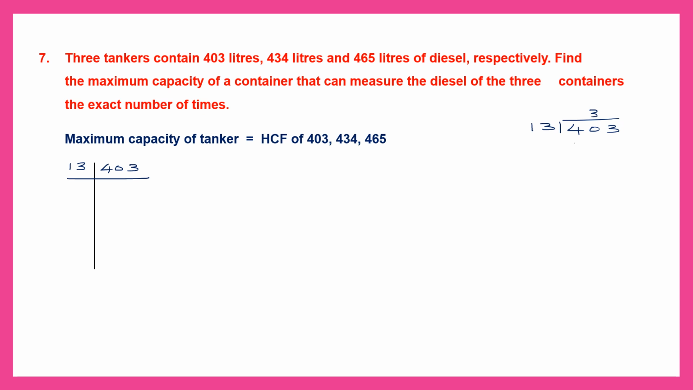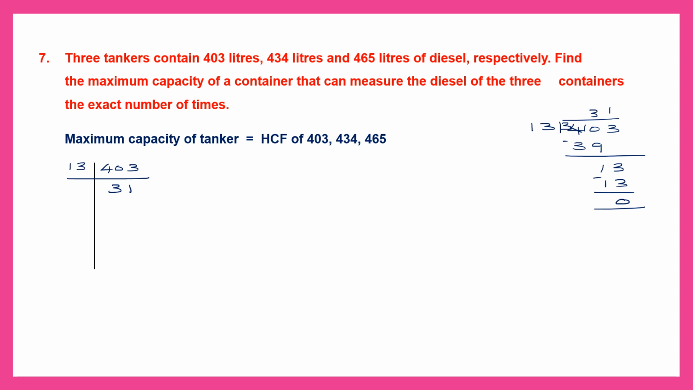13 threes are 39 minus, now if you borrow from here, this becomes 10. 10 minus 9 is 1 and then 3, 13 ones are 13 minus 0. So 13 into 31 times.